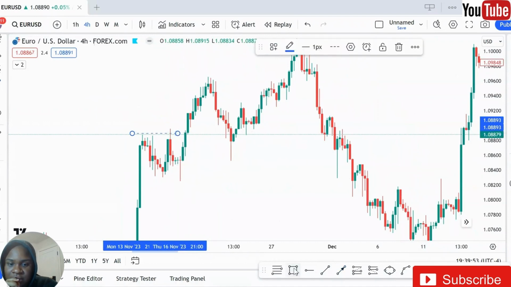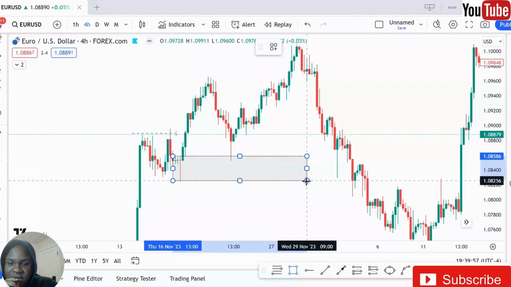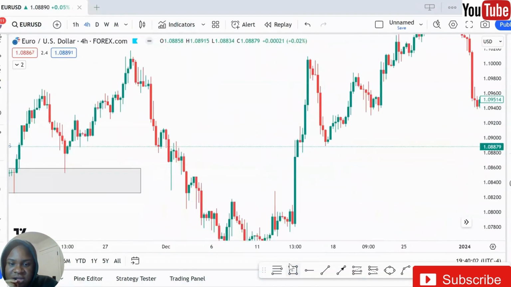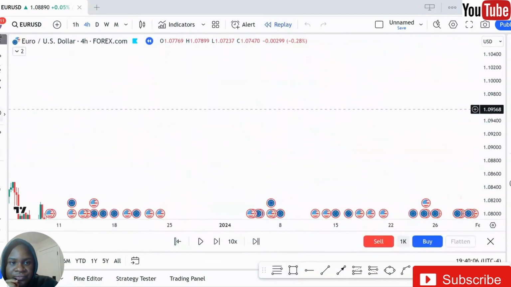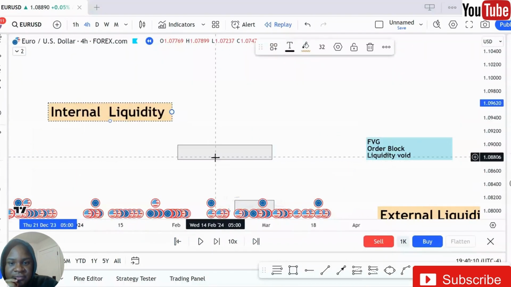Internal liquidity. We have what? A swing low, order block. Am I correct? That's the first one. The second one for internal liquidity is what? The second one we have here. Let me drag it for you. These are internal liquidity sections here.